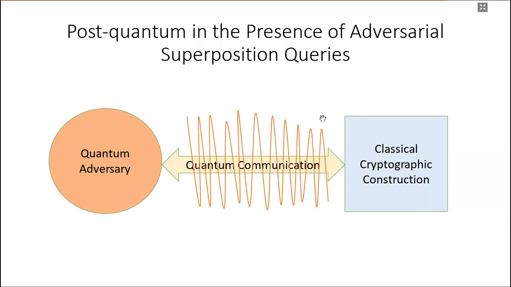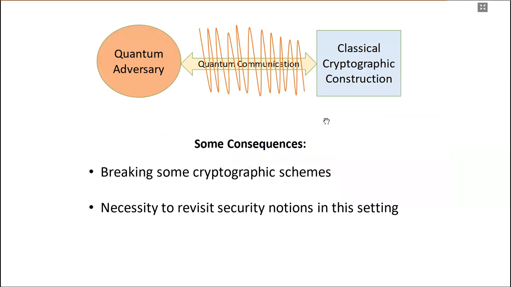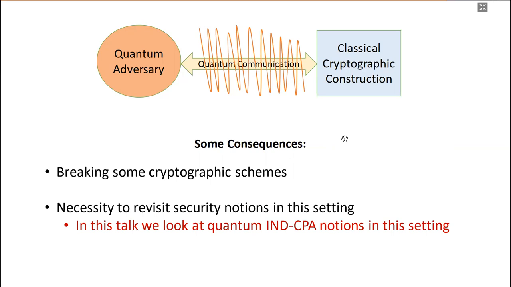We can consider a more adversarial setting in which the quantum adversary is allowed to make superposition queries to the classical cryptographic constructions. Obviously, this setting has some consequences. First, it might break the security of some cryptographic schemes. And also, we need to revisit the security notions in this setting and see how the notions can be defined considering this adversarial superposition access. In this talk, we look at the quantum CPA notions in this setting.